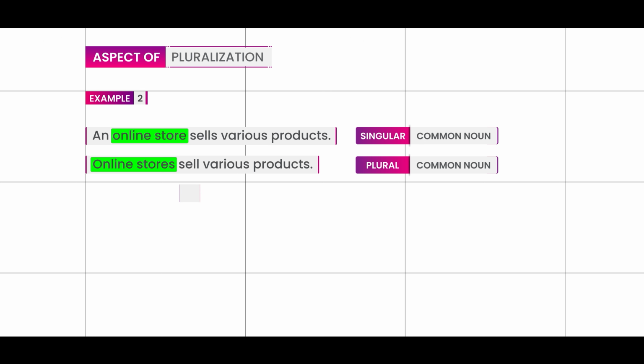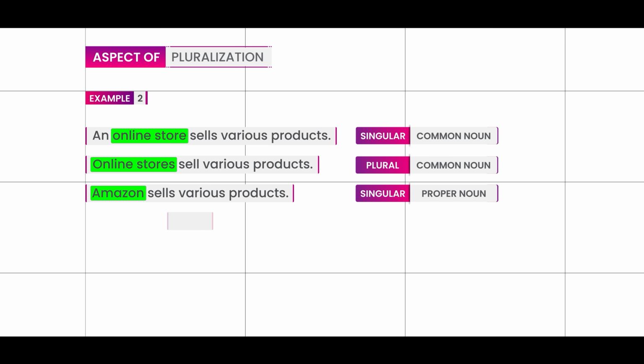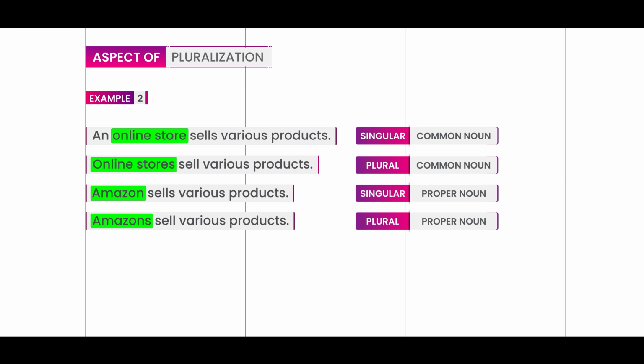And now have a look at this: Amazon sells various products, and you know that in this sentence, Amazon happens to be the singular proper noun, and in this sentence, Amazons sell various products, the word Amazons happens to be the plural proper noun, but you know after all that the proper noun cannot exist in the plural form, and hence this sentence itself in English happens to be an invalid sentence, whereas all of the previous three sentences in English are valid.